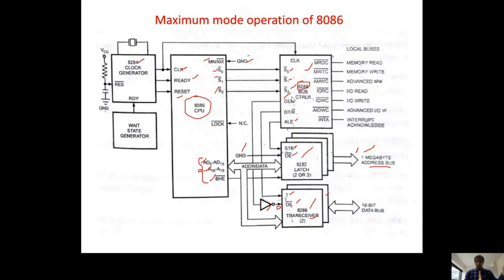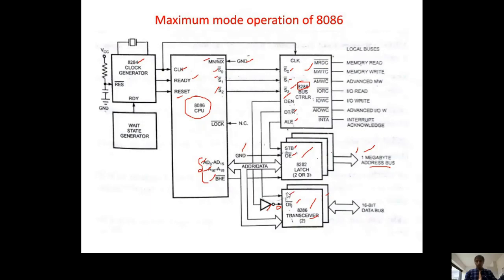So here there is a difference. It is not DEN bar, it is DEN. For that we use a NOT gate, and the output goes to OE bar. Only when DEN is 1 is the output of the NOT 0, and only then OE bar is activated. T is connected here also. T is connected to DT by R bar of 8288. 8288 has DT by R bar available, and 8086 also has DT by R bar. So DT by R bar is directly connected to T.